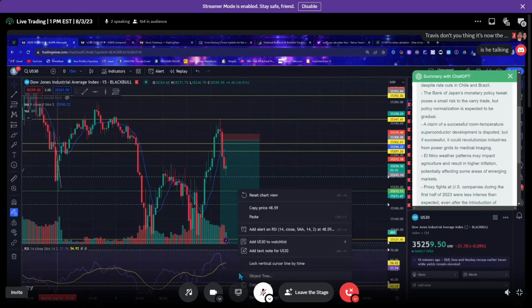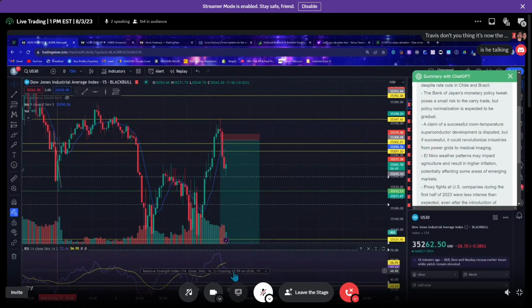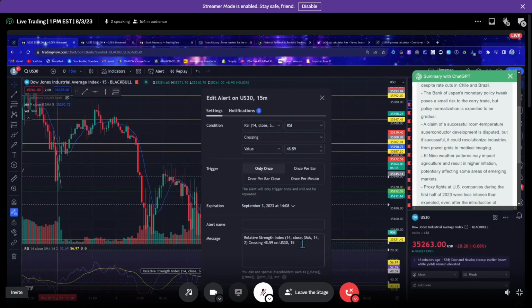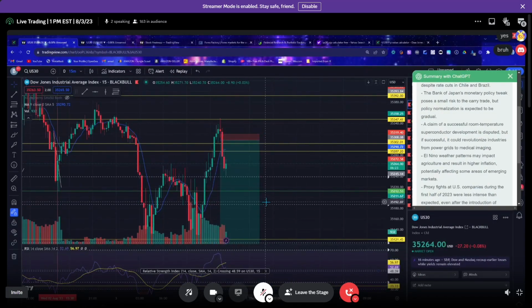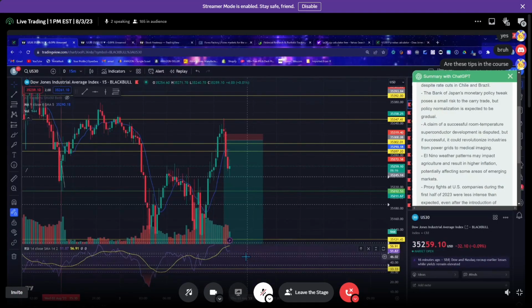So as a matter of fact, I'm going to put an alert there as well. I'm going to name that one RSI closing below 50. RSI below 50, sell possible. So right there, once I get that alert, I go back in. I look to see if there's selling pressure here on volume. First, I check volume. Then I'll check the RSI. Then I'll probably sell from this area down to this area, wherever that may be on the chart.